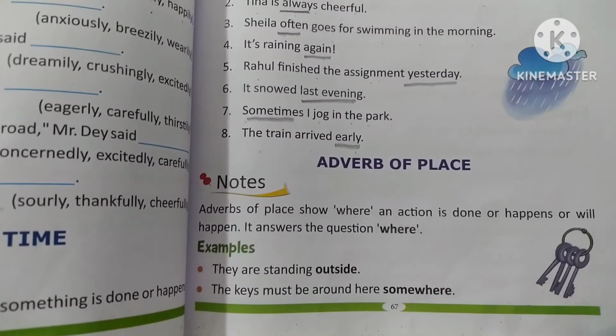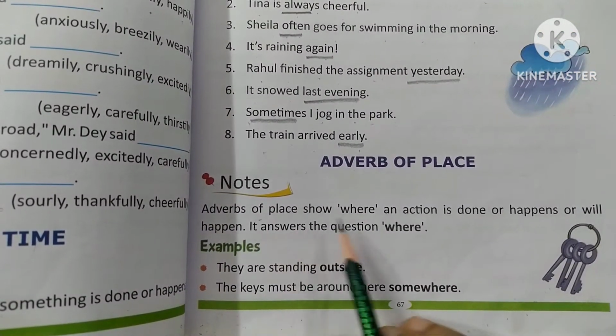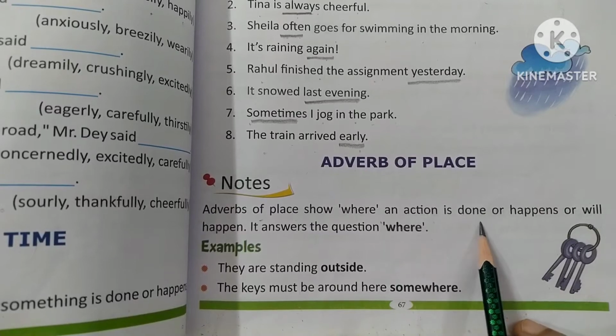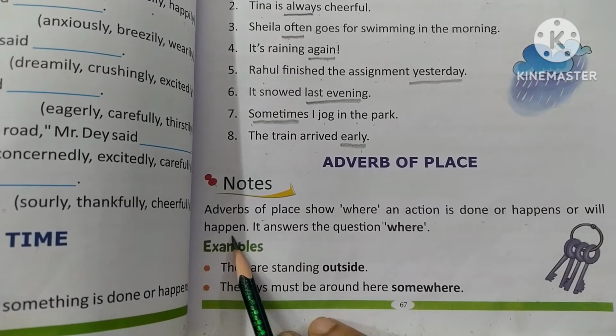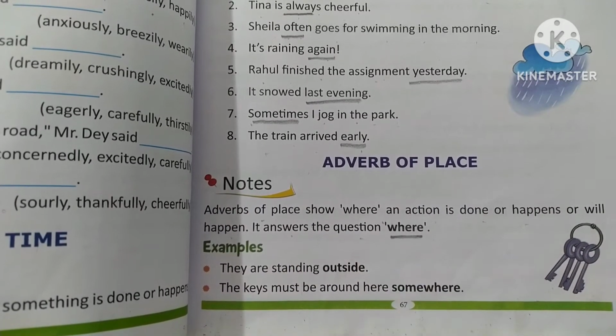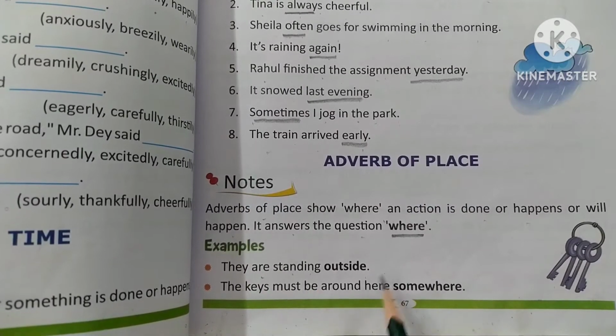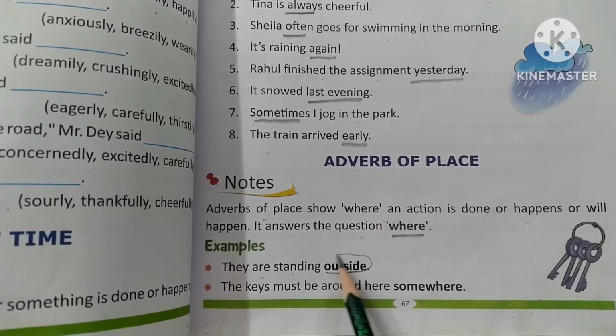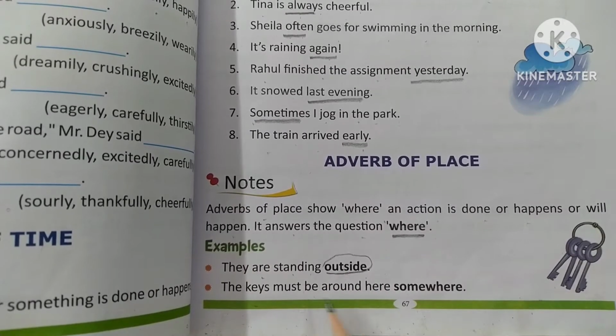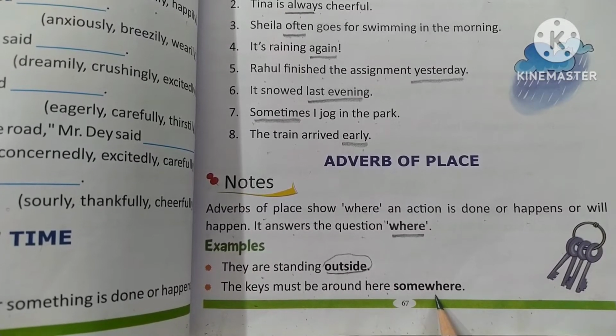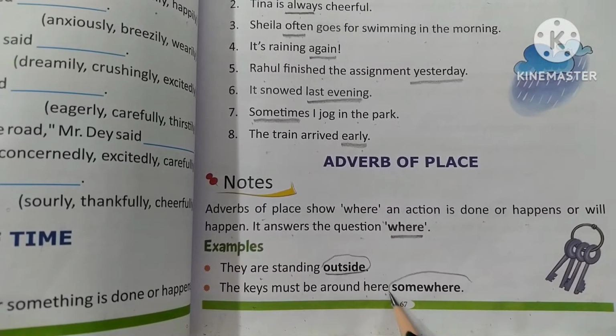Now, adverb of place. Adverbs of place show where an action is done or happens or will happen. It answers the question where. Examples: they are standing outside. Where are they standing? They are standing outside. The keys must be around here somewhere. Where could the keys be? The keys could be somewhere around here.